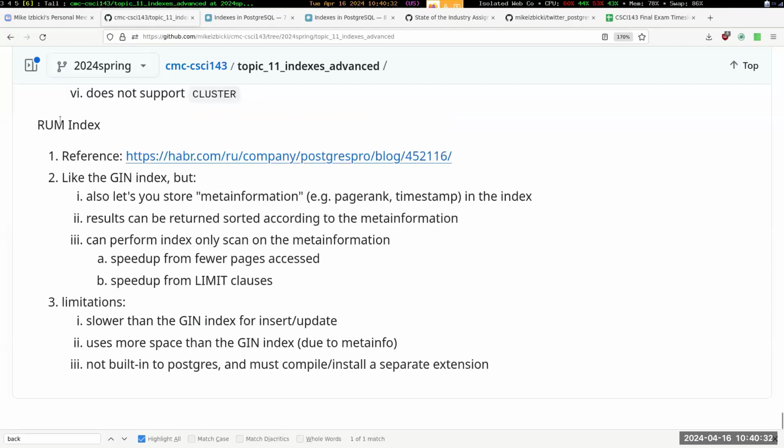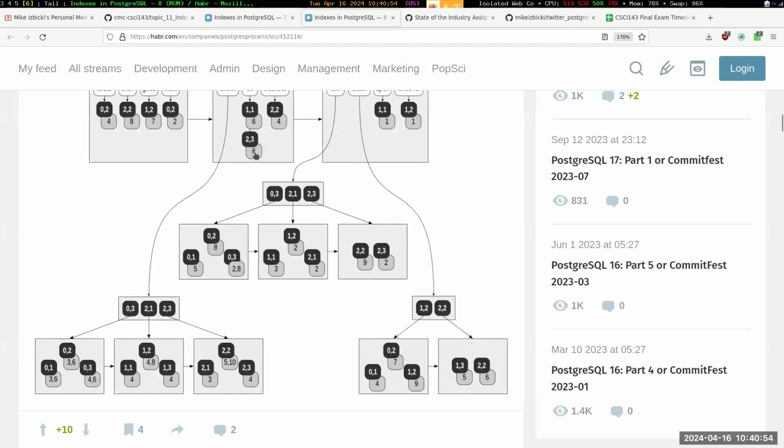So the RUM index does support index-only scans, yes. The GIN index does not support index-only scans. The RUM index does. So here I say they can perform an index-only scan on the meta information. The meta information is the information that is being stored in these gray boxes over here.